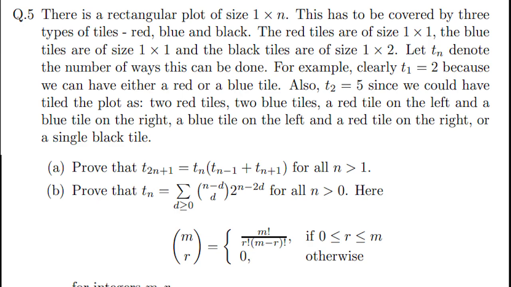Now here it says there is a rectangular plot of size 1 cross n, and this has to be covered by 3 types of tiles: red, blue and black. Now red tiles are of size 1 cross 1. So we have red tiles whose dimensions are 1 cross 1, and then we have blue tiles.